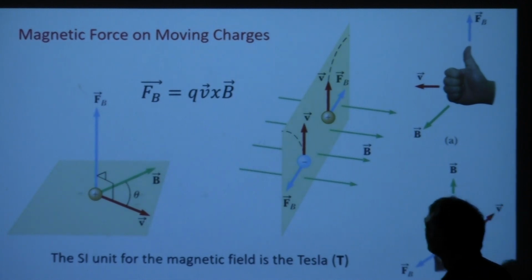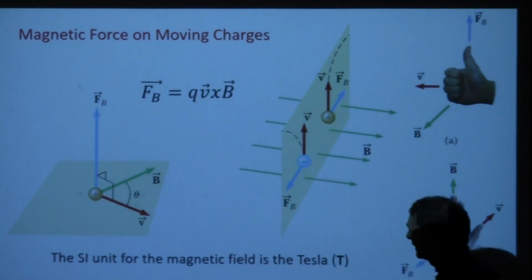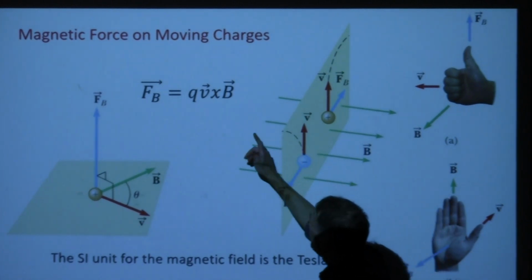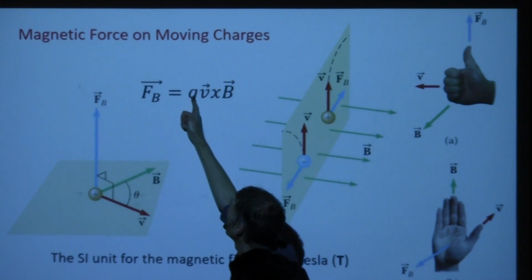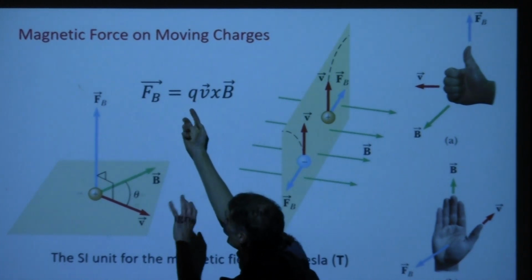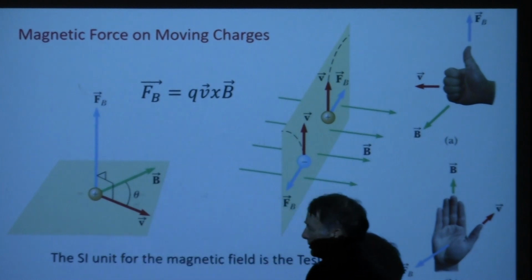So if you want to use the left hand for electrons, you can, but basically we'll be taking this form, and if the charge is a negative charge, that's just going to turn the force vector around the other direction.